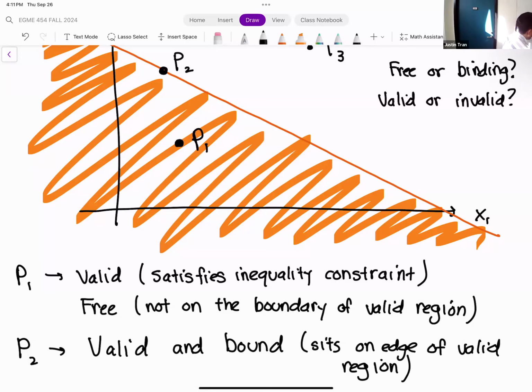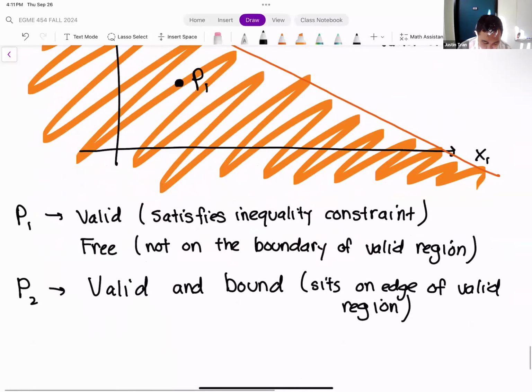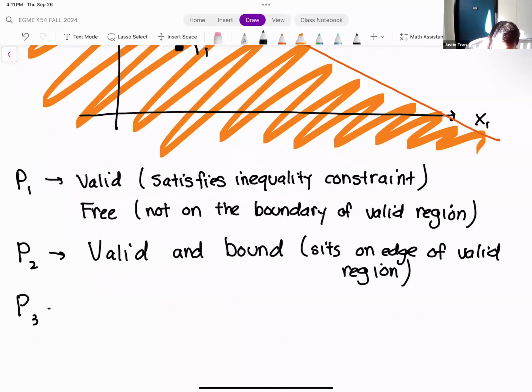Okay. And then finally P3, right? We can probably guess what P3 is going to be. Since P3 exists outside of the valid region, we can first of all say that it's invalid. And it's not sitting on the boundary at all. And so we say that it's free, but invalid. Okay, so that's just a visual example of what it means to be a bound point, or for a constraint to be binding.